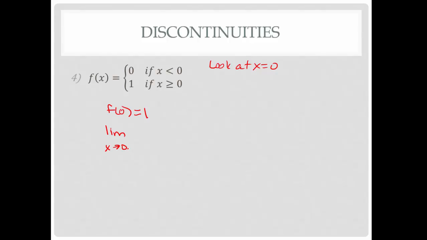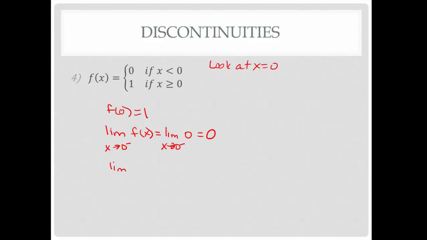In order to find the limit as x approaches 0 overall, I need to look at the left limit and the right limit and see if they match. So the limit as x approaches 0 from the left. Now we're back to the greater thans and less thans. So we're coming at 0 from numbers smaller than 0. Which of the two pieces of the piecewise function should we use? That's going to be the top piece. So we're going to look at the limit as x approaches 0 from the left on 0. Well, that's a constant, so the limit of the constant is the constant, that is 0.